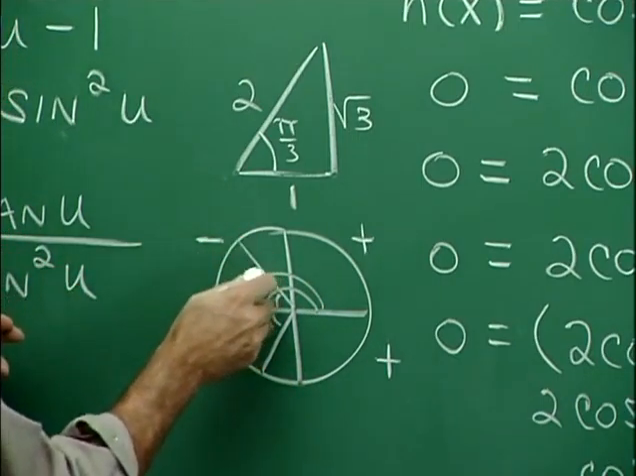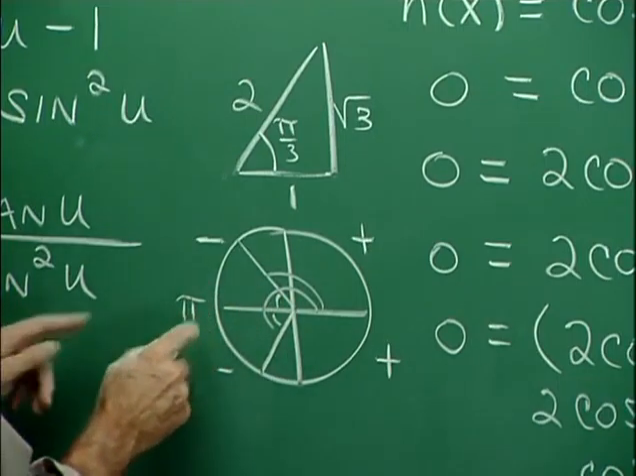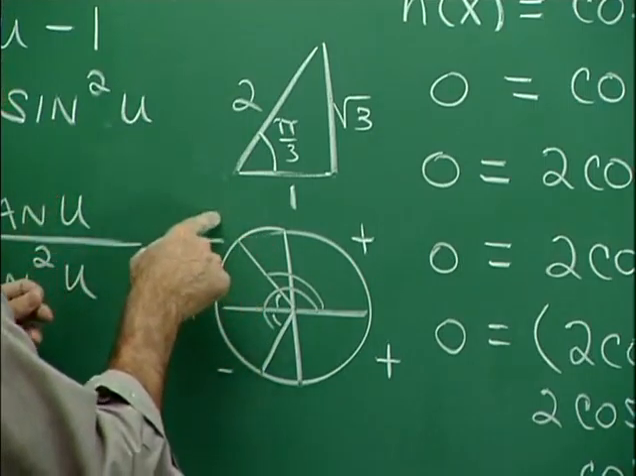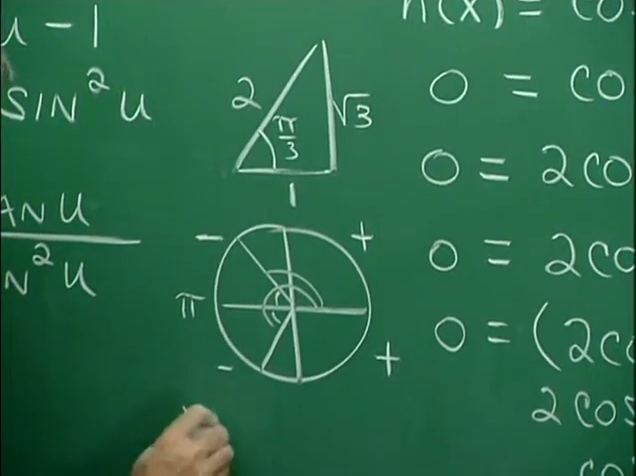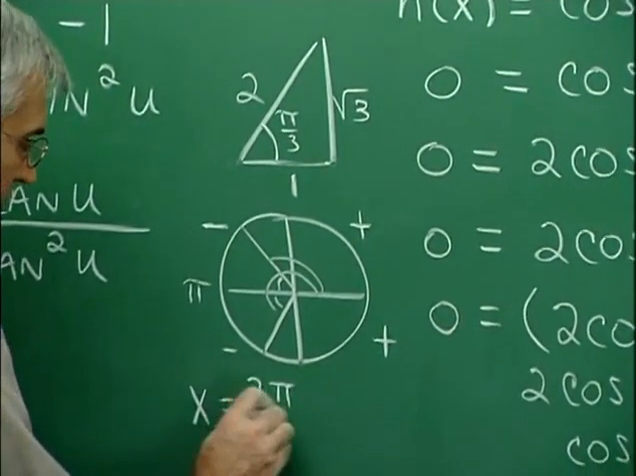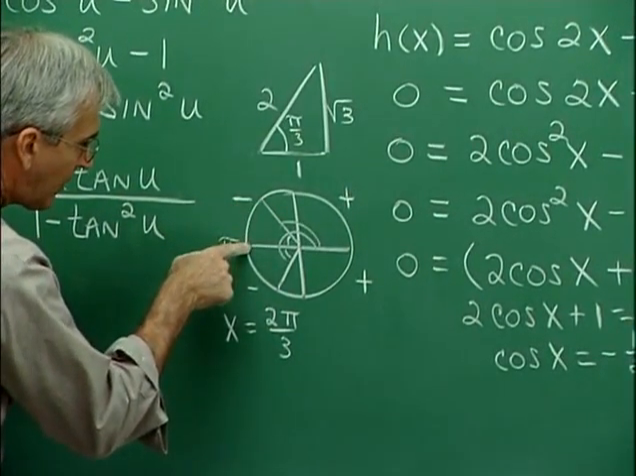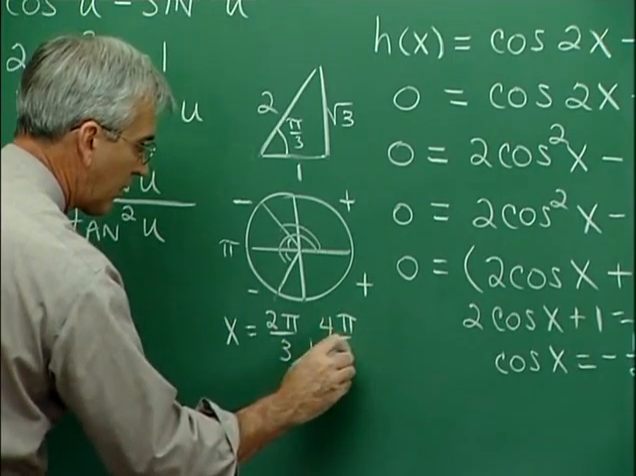If this is a reference angle of pi over 3, this is 3 pi over 3 at pi. It's 3 pi over 3 minus 1 pi over 3. That's 2 pi over 3. So this is an angle of 2 pi over 3. X then, I'll put them down here. X is 2 pi over 3. And then this one is 2 pi over 3, 3 pi over 3, 4 pi over 3. So that angle is 4 pi over 3.